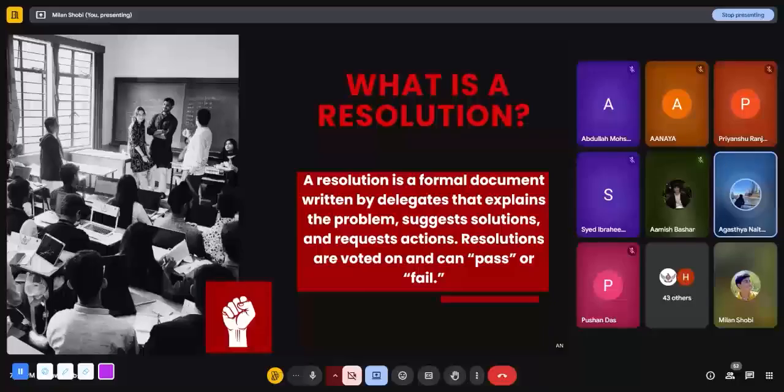Yeah. So what is a resolution? A resolution is a formal document written by the delegates of each of the countries you're representing. Let's say, for example, the delegate of the US. It explains the problem, like the agenda which you are debating, and suggests solutions to it, like what your country has actually adhered to, and requests actions. Resolutions are voted on by all of the delegates present in the committee, and can be voted on as pass or fail.